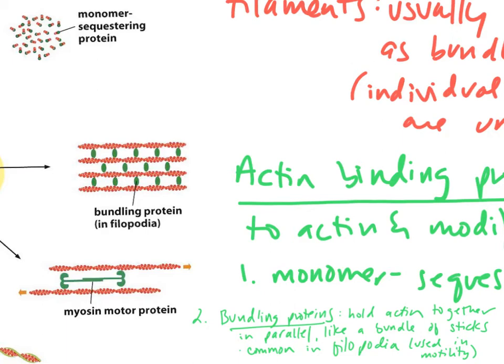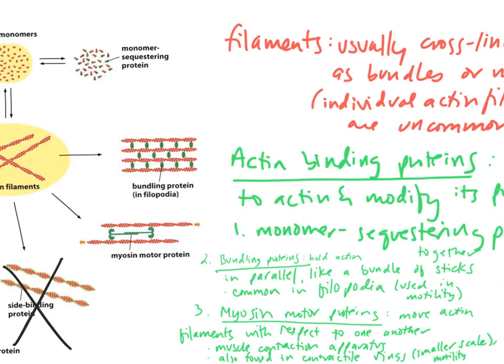And this is a common structure of the actin in filopodia, which are used in motility. And so here we see these long actin filaments, and the bundling proteins are found at regular intervals, connecting one filament to the next. Third is the myosin motor proteins, which we see over here. Again, they are in green.